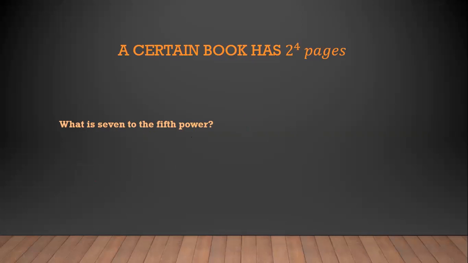The word problem in exponents. A certain book has 2 power of 4 pages. How many pages are in this book? 2 power of 4 means 2 is repeated how many times? 4 times. 2 times 2 times 2 times 2. 2 times 2 is equal to 4, 4 times 2 is equal to 8, 8 times 2 is equal to 16. So the book has 16 pages.